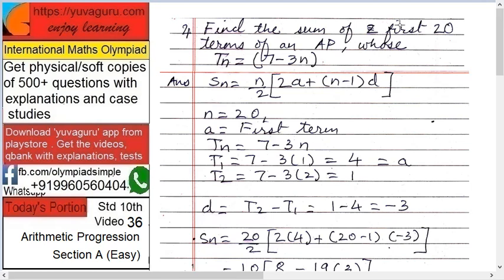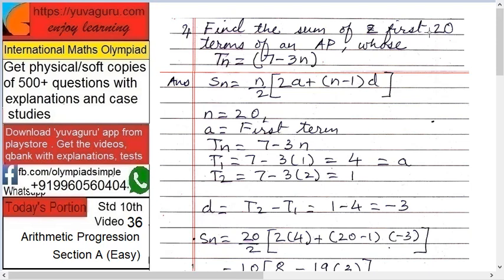Find the sum of the first 20 terms of an AP whose Tn equals 7 minus 3n. Means what? Tn, the nth term, is given, and we have to find the sum of the 20 terms. Okay. So what is the formula for Sn? Sn equals n upon 2 into bracket 2a plus n minus 1 into d. Right? A is the first term, n is the number of terms, and d is the common difference.